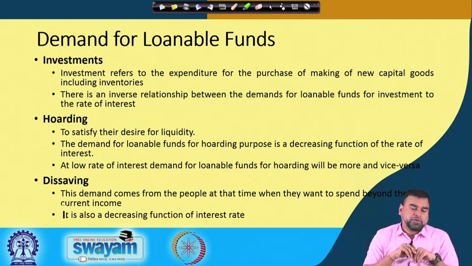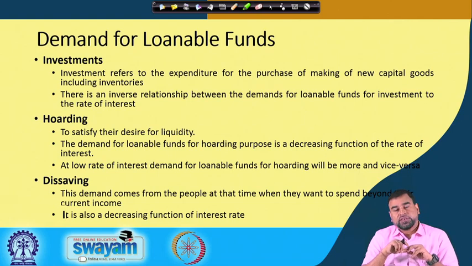Then another factor we have is hoarding. Why do people hoard money? People hoard money to satisfy the desire for liquidity. The demand for loanable funds for hoarding purposes is a decreasing function of the rate of interest. What does it mean? At a low rate of interest, the demand for loanable funds for hoarding will be more, and vice versa.